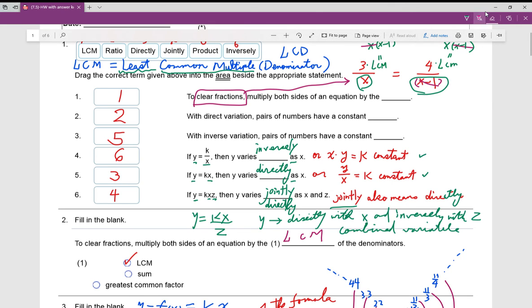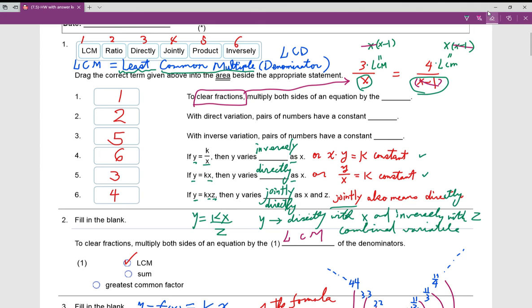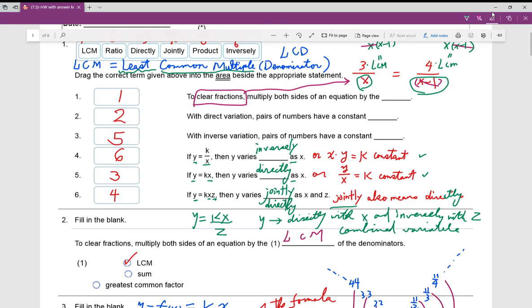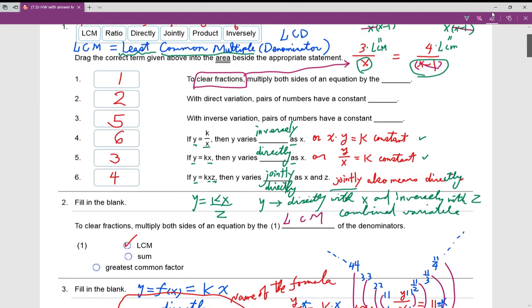Because the order problem is going to provide you with the formulas, but sometimes they don't really give you the equation. They provide you with the name of the equation. So if you don't remember the equation with the name, then you cannot use it. You don't know how to use the name of the formula. So that's very important. Please spend time to memorize the names of the formulas: directly or inversely.